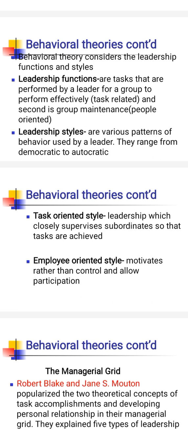We are going to look at the task-oriented style. If you use the task-oriented style, that is leadership which closely supervises subordinates so that tasks are achieved. If you're a leader using the task-oriented style, you make sure that the subordinates achieve the tasks. You supervise them closely so that the tasks are done.